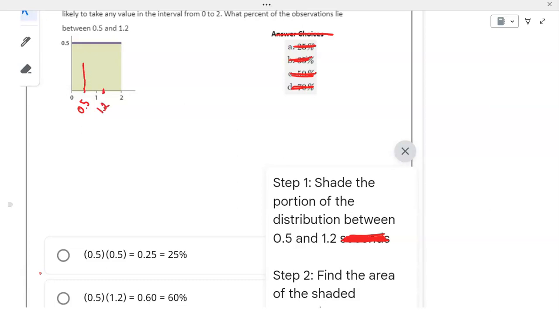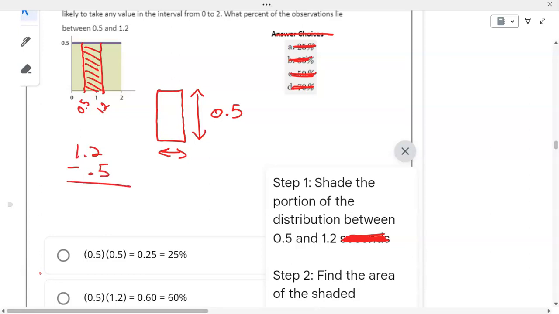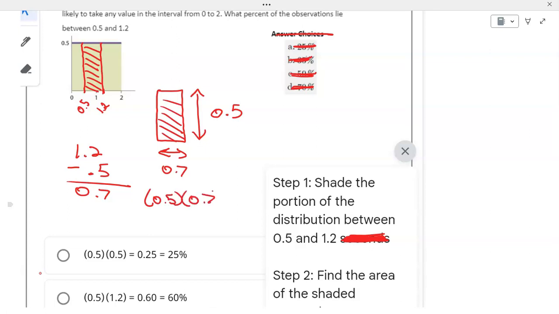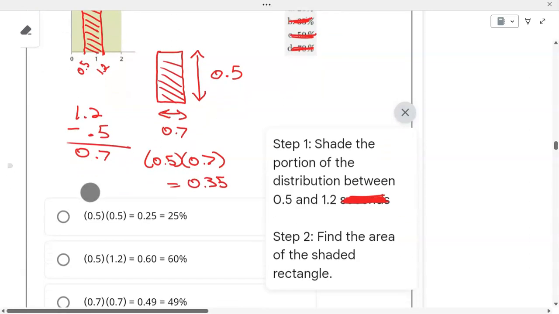So I'm going to draw a rectangle, shade that in, and find its area. Okay, so that skinny rectangle, its height is 0.5, and its width is 1.2 take away 0.5, which is 0.7. So to find the area of this, I'm going to multiply those two numbers, 0.5 times 0.7, and that's equal to 0.35 or 35%.